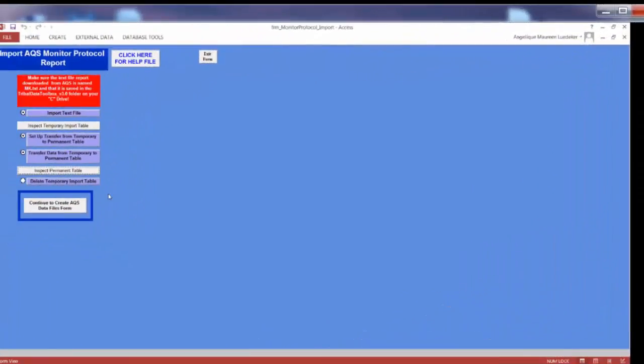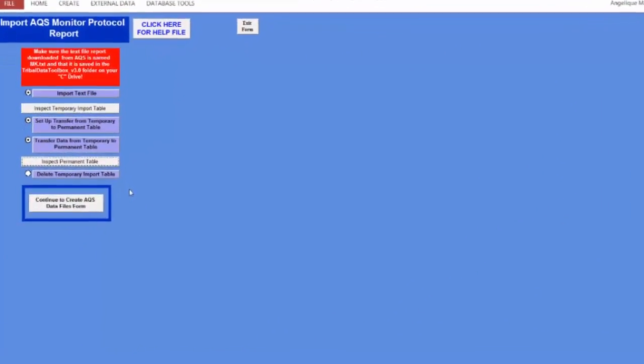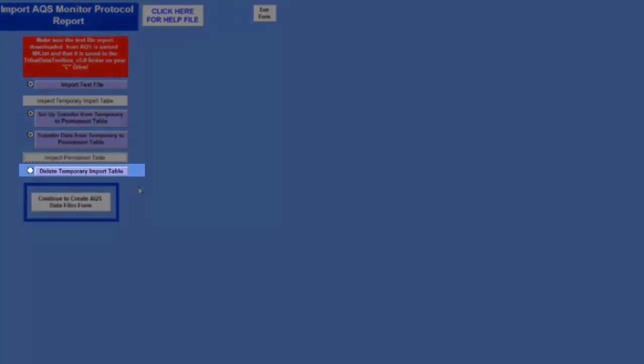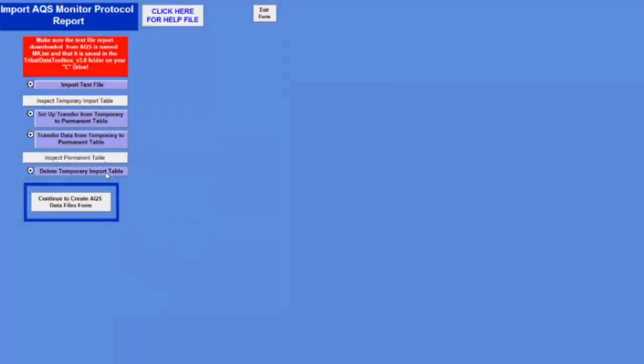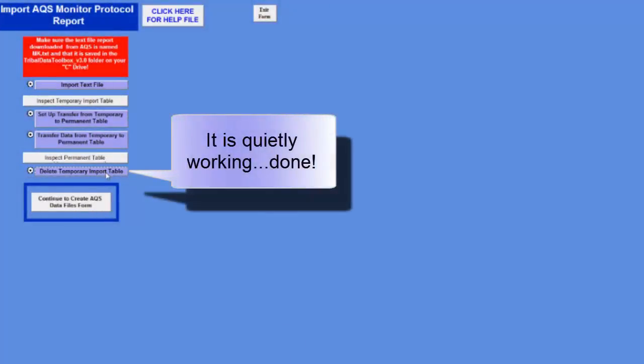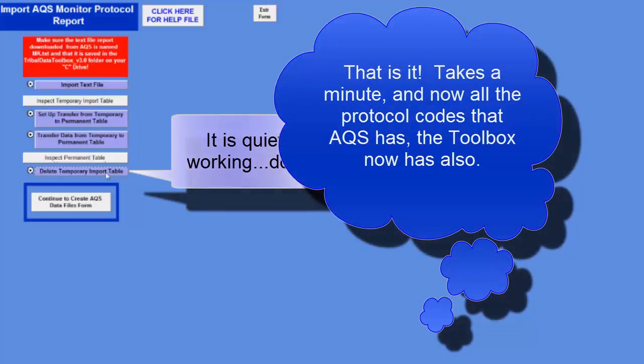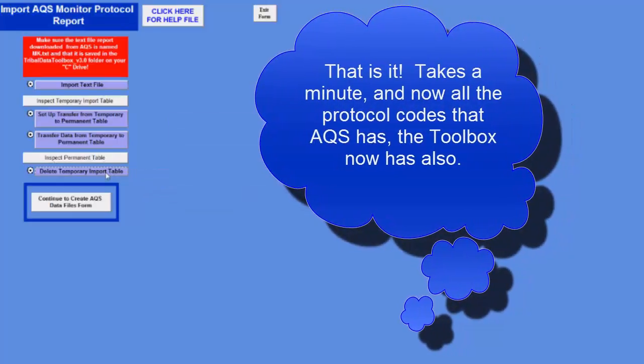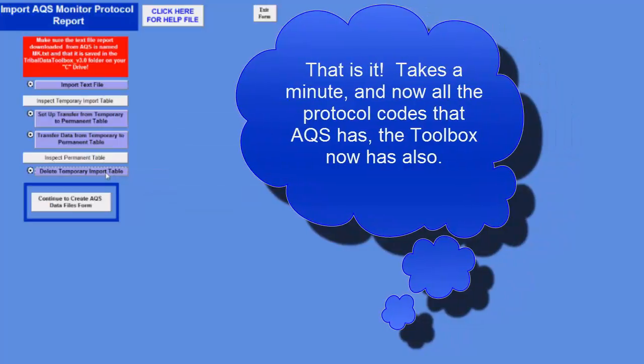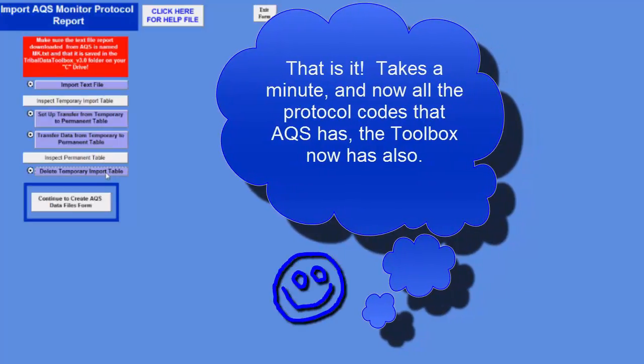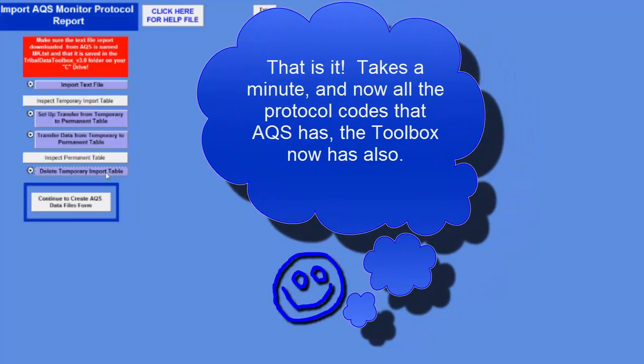And now that I've made them a permanent home in the toolbox, I can delete the temporary import table. So I will do that by clicking on that final button. And now you don't see much happening. That's because the toolbox did this very quickly and it doesn't give you any message box. So that's done. That temporary import table is gone, and now the monitor protocol data have been permanently put into the toolbox for my ozone sampler.